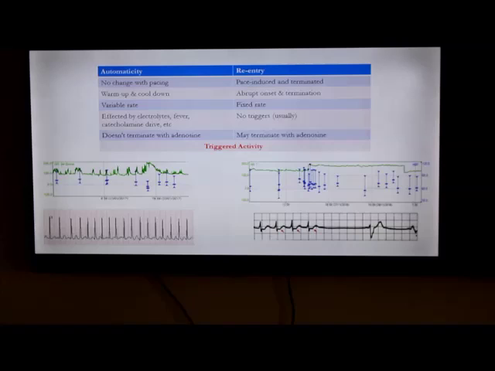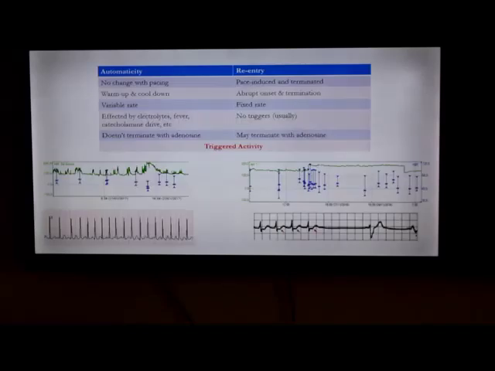Okay. And then triggered activity is the same. It has the same kind of onset as automatic foci, but while the patient is in arrhythmia, it behaves like a re-entrant one, so you can cardiovert or defibrillate it. But the way it starts and ends, the way it is triggered, is like an automatic focus. And there are only two main examples of triggered activity: torsade de pointes with long QT, and digoxin toxicity. So it's not that common anyway.